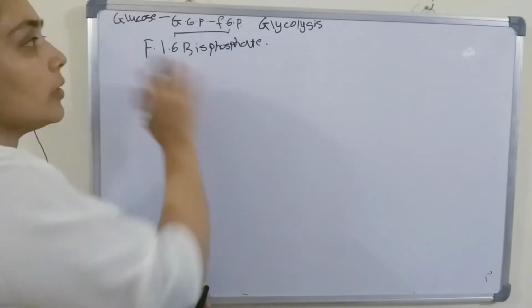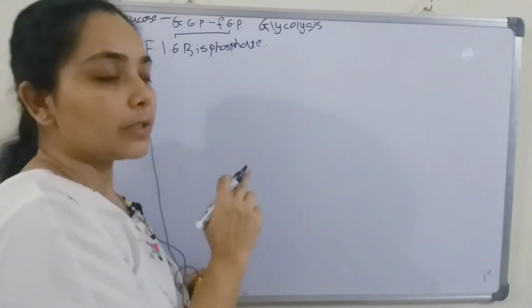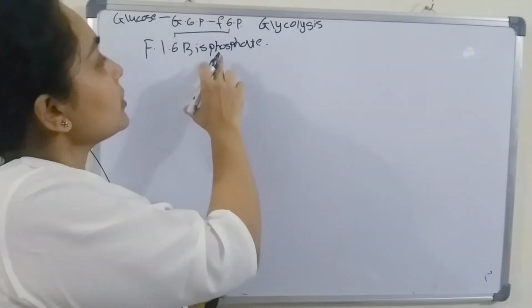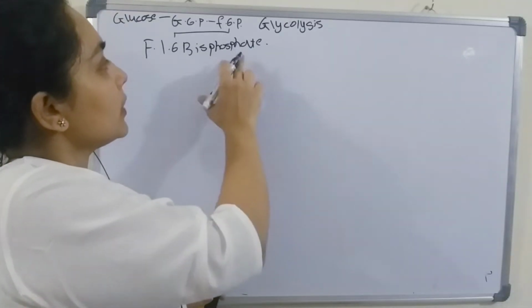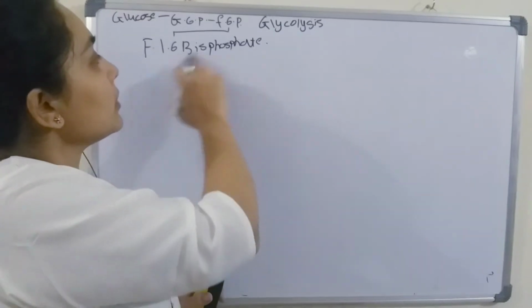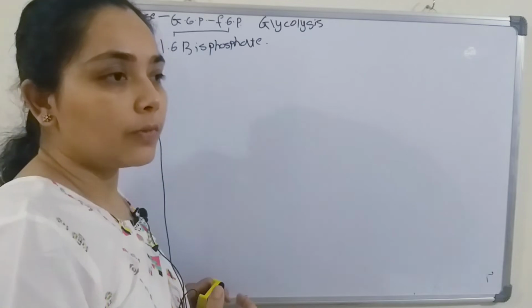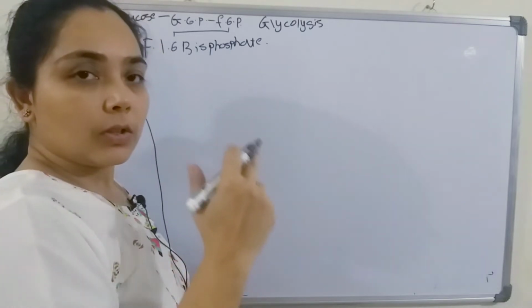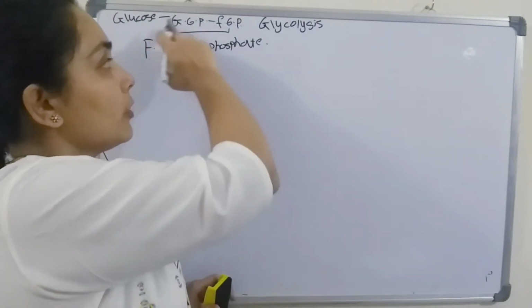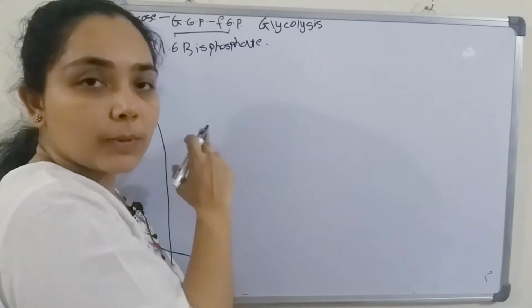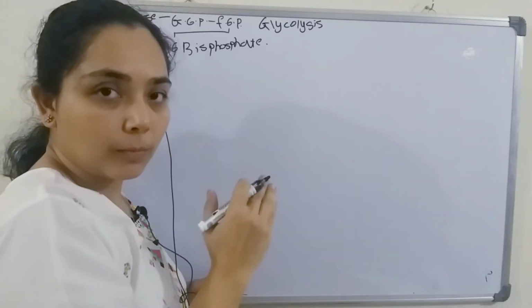Yeah, so you can see in my previous lectures, starting from the glucose up to this step, all the enzymes involved and the regulation of that. Okay, up till now from the glucose to fructose 1,6 bisphosphate, it is a 6 carbon compound.